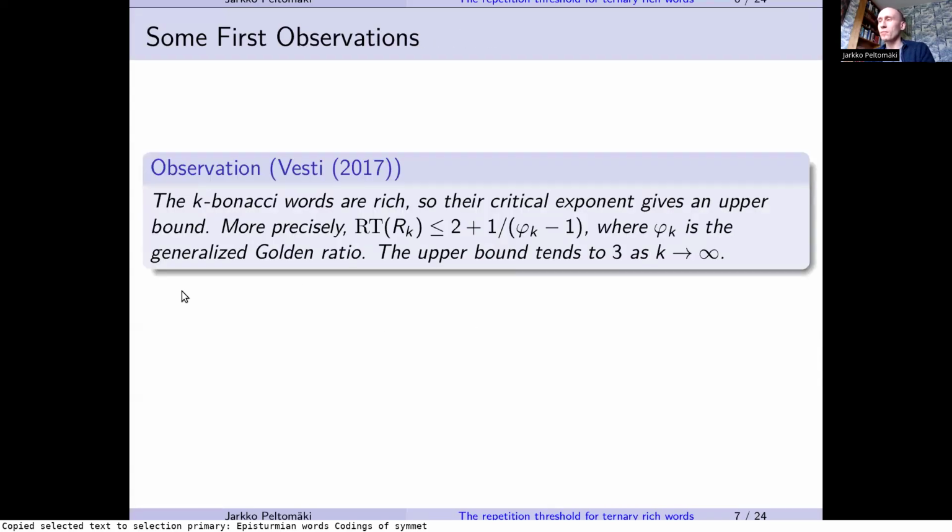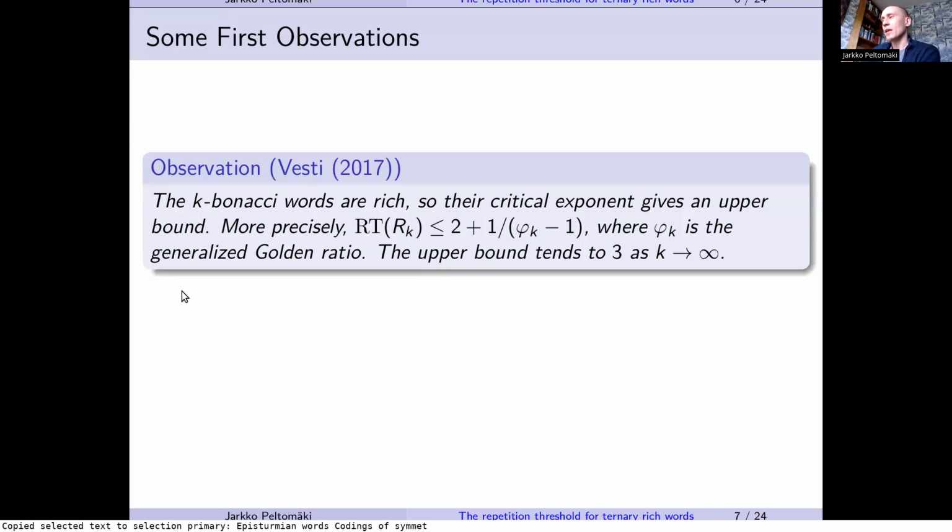Okay, but we're interested in the set of rich words over a certain number of letters and the least critical exponents you expect to have in those words. This problem was actually raised by Jeffrey Shallit in 2017 or so. He asked this question in one of his papers.